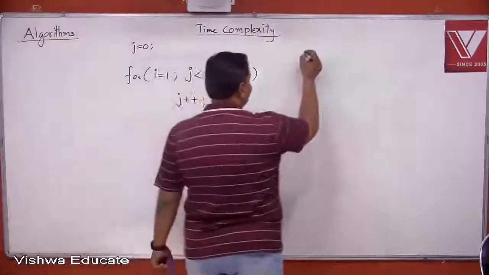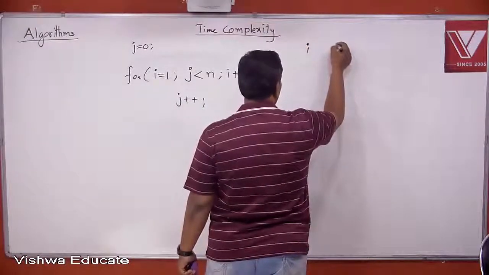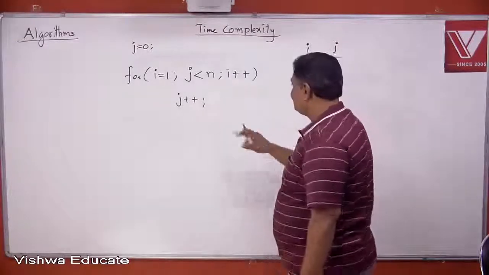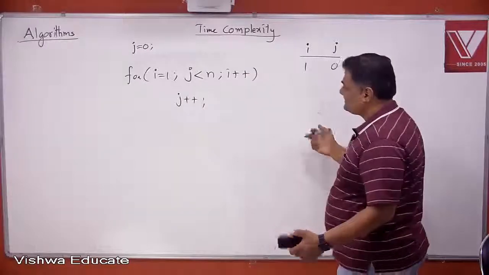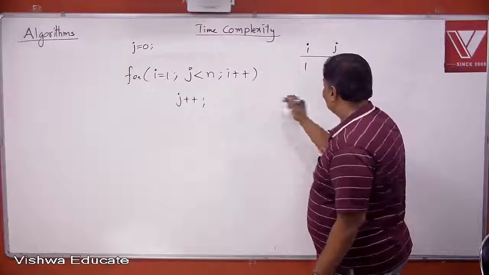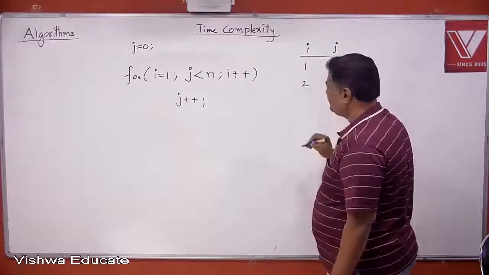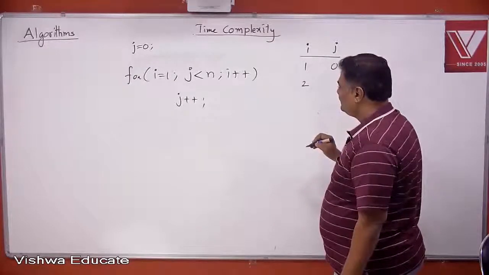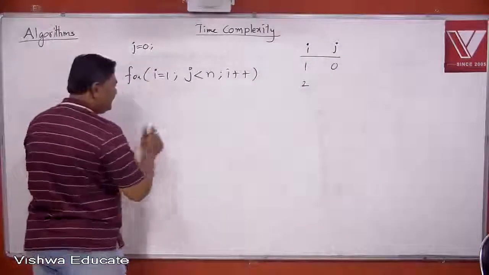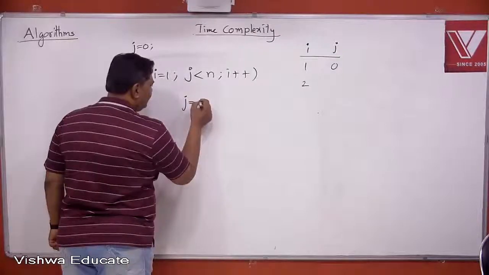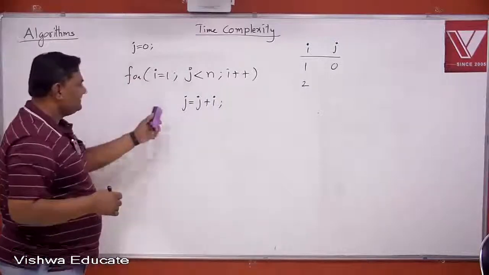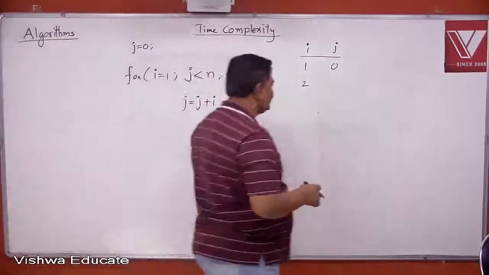Let us analyze this. So we have i and j. Initially i is 1 and j is 0. First time j is less than n. Yes, j is 0, we don't know what n is. Sorry, I'll just make a change here. I thought I was writing this one: j assign j plus i. I just wrote j plus plus. j assign j plus i. Let us do this.